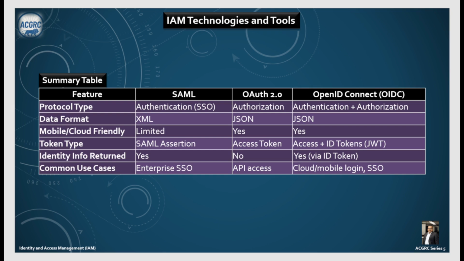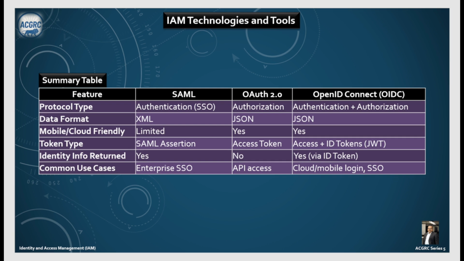Summary. The protocol type for SAML is authentication. OAuth is authorization. OpenID is authentication and authorization. The data format is XML for SAML, JSON for OAuth, and JSON for OpenID.